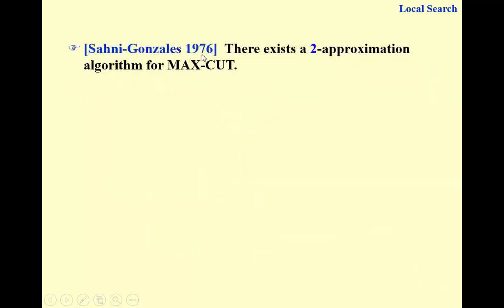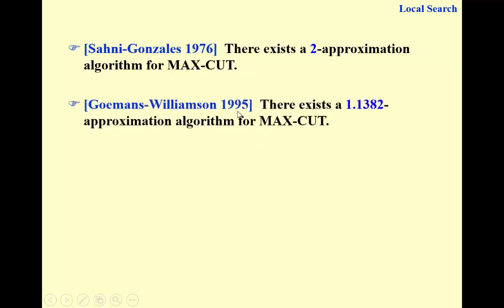So in 1976, it's been proven that there exists a 2 approximation algorithm for this max cut. All right, can we get anything better than this? And the answer is yes. Almost 20 years later, it's been proven that there exists a 1.1382 approximation algorithm for max cut. So what is this? Looks so strange, right? It's actually obtained by this formula, okay?